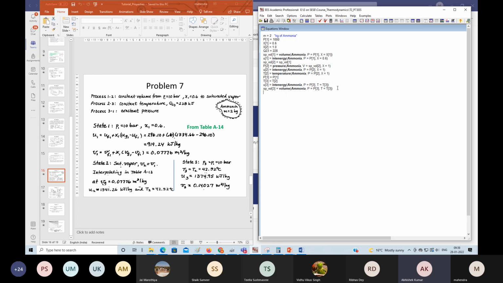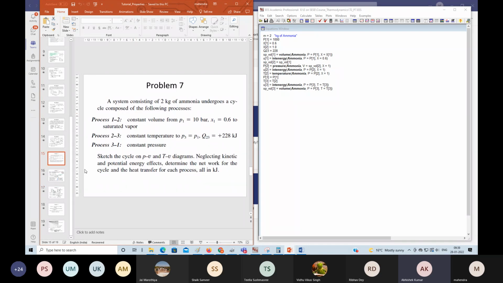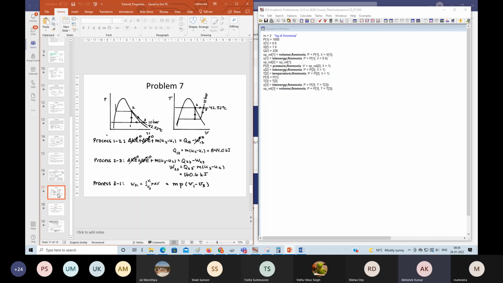Okay, and then now in the process 1, 2, this is the process 1, 2. What process is that? Constant volume process, is it? If it is the constant volume process, then work done equal to 0. Yeah, work done equal to 0. Then internal energy is equal to Q. Yes, internal energy equal to Q.